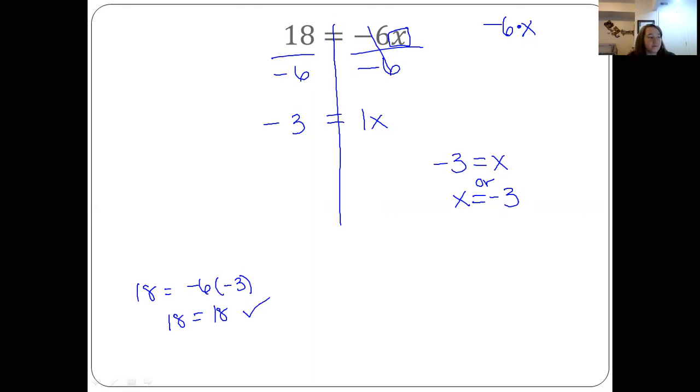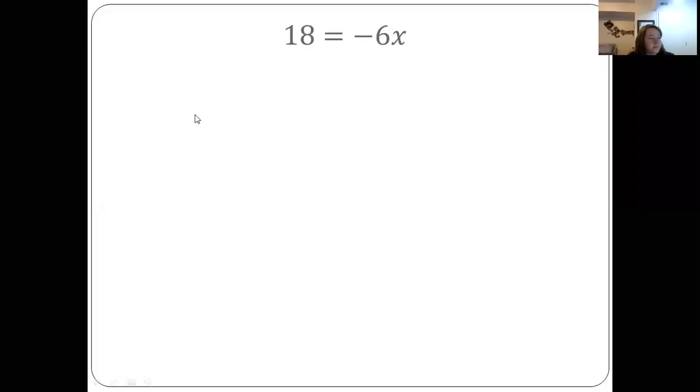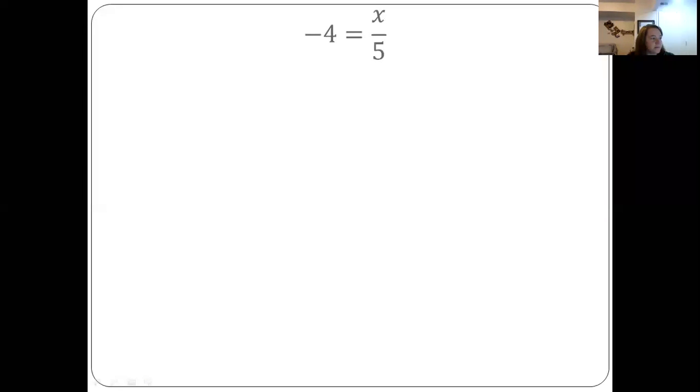All right. Stick with me, everybody. We've got one more to go through. Remember, you can pause, rewind, whatever you need to do to make sure you take notes. So here is our last one. Change my color up again. Okay, this one looks even a little more tricky.